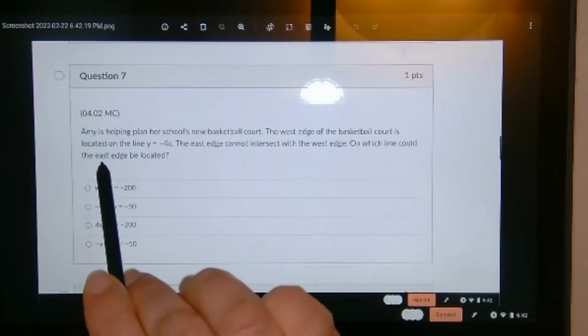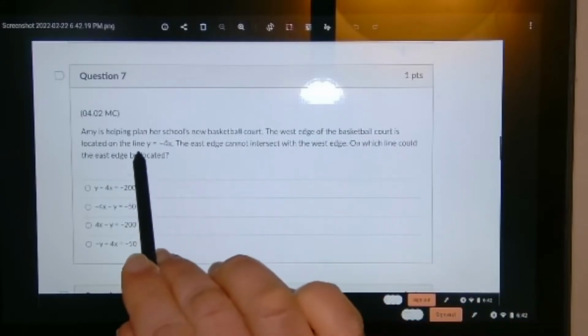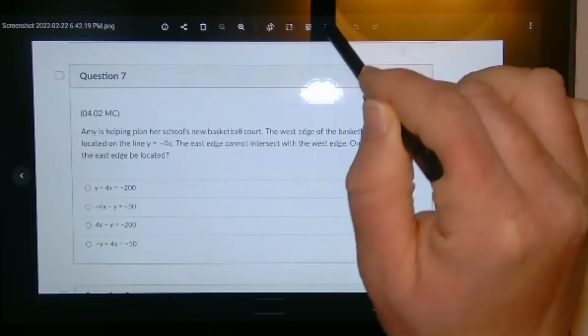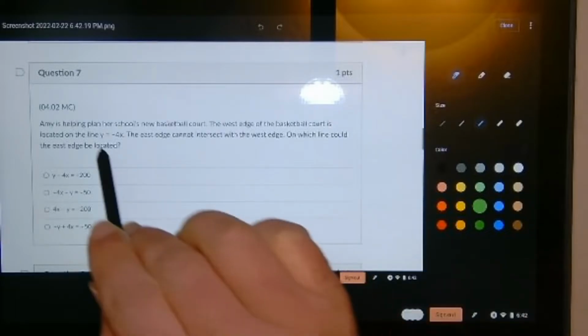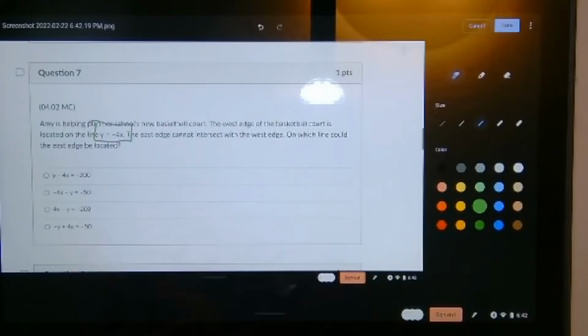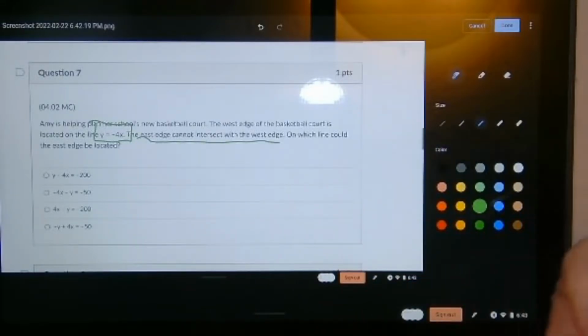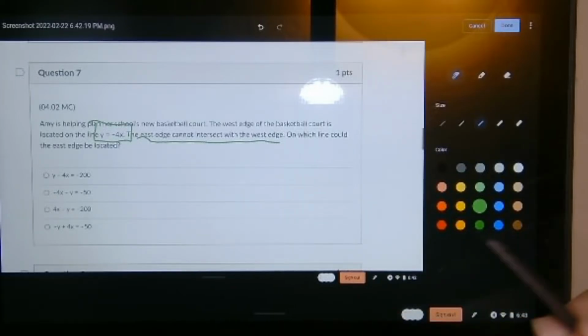So this one, Amy is helping plan her school's new basketball court. The west edge of the basketball court is located on this line. Oh, I need to go into scribble on stuff mode up here. Come on. And so here is the line for the west edge. The east edge cannot intersect the west edge, so that means it has to be a parallel line. I know that parallel lines have the same slope, so I'm looking for another line with a slope of 4x. So I can just go through and eliminate these as I figure out that they won't work.